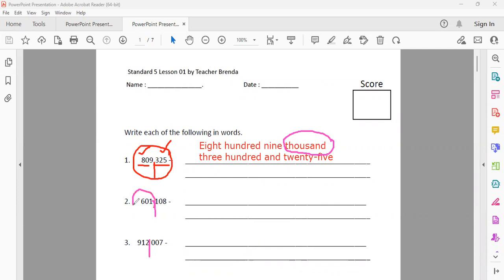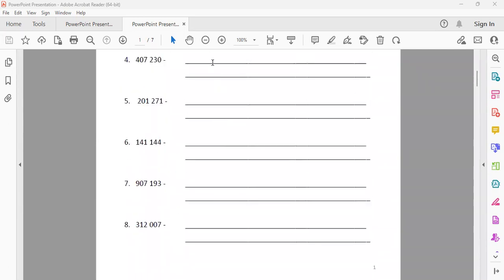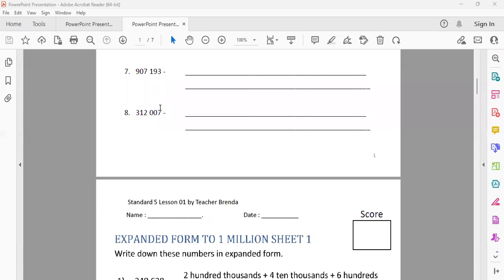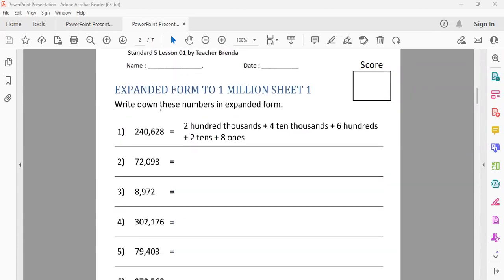So then read three numbers. 601, mention the word thousand. 108 on the other side. 912, 1,007. Done. Similarly, you can answer all the rest of the questions. Learn to read in groups of 3. 312,007. Okay, clear.